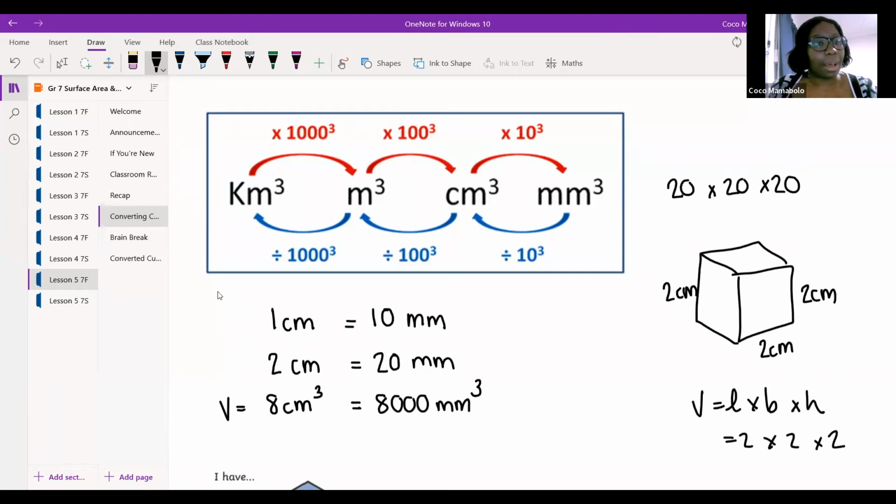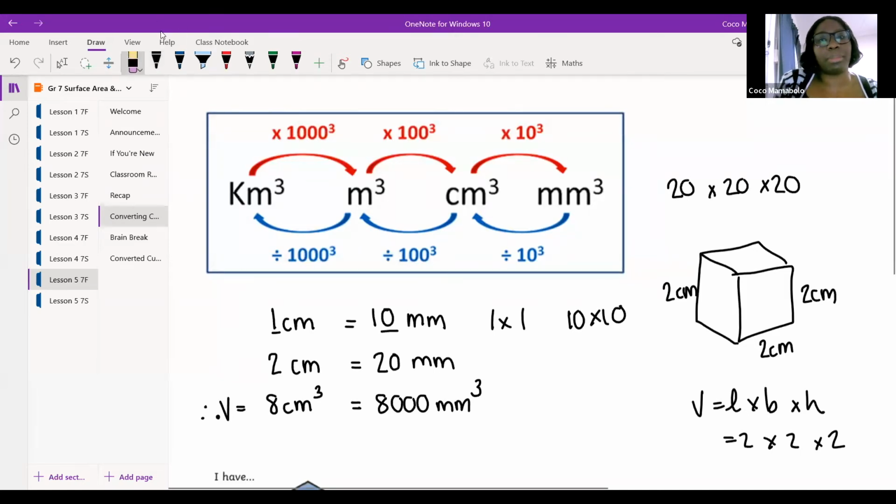Something has happened here. Okay, we've gone from just 8. Therefore, I'll add the therefore. We've gone from 8 to 8,000. And the reason for that is because every time I multiply by 1 centimeter, I add 10 millimeters. So if I multiply 1 centimeter by 1 centimeter, that's the same as 10 times 10. That's the same thing.